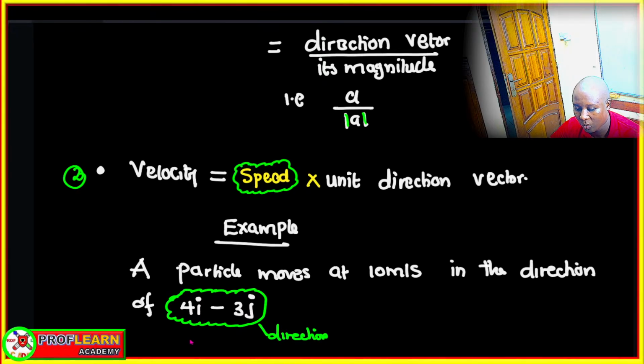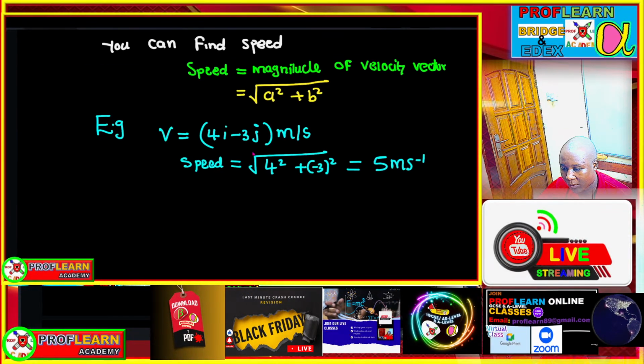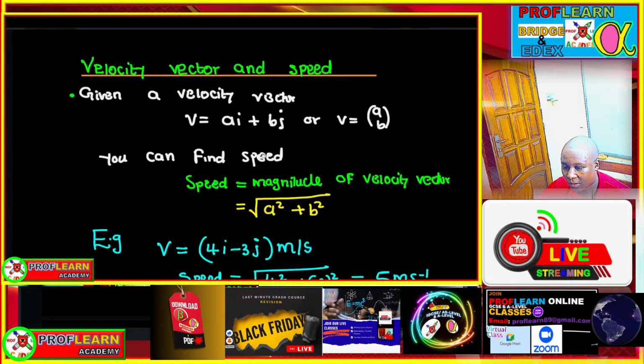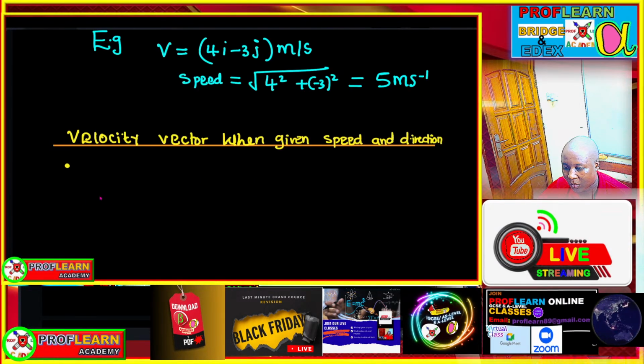Now I want to take you through how you can work out a question like this one. We are told that a particle moves at 10 meters per second in the direction of. So this part that we have here is basically the direction vector. If you are given a direction vector like that, then you can go ahead and work out the velocity vector.